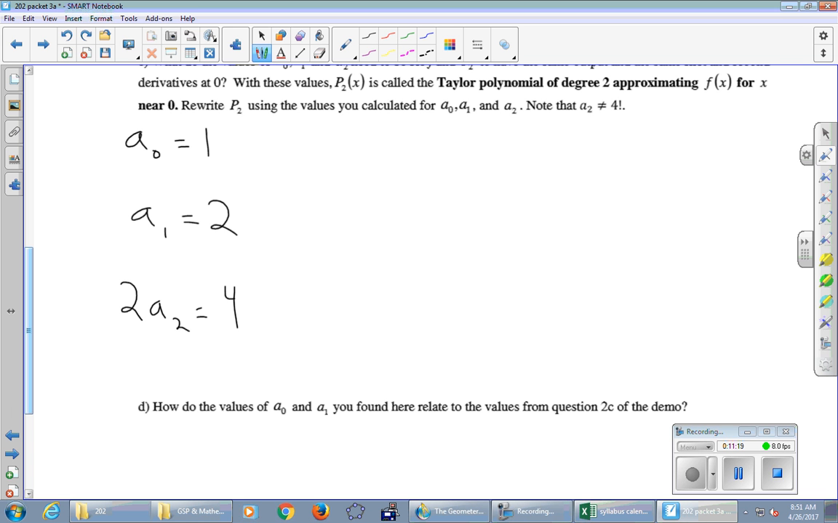Okay, so the goal is to find a0, a1, and a2. The first two equations are conveniently already solved. We don't have to do anything, and it's trivial to find a2. So we find it. a2 is 2.